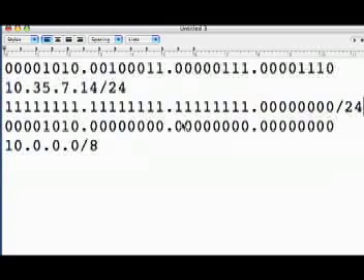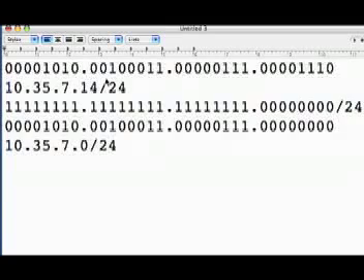And so when we do the bitwise AND, this bit becomes a 1, these 2 bits become 1s, these 3 bits become 1s, and our network is 10.35.7.0/24, and then the host portion is the .14.